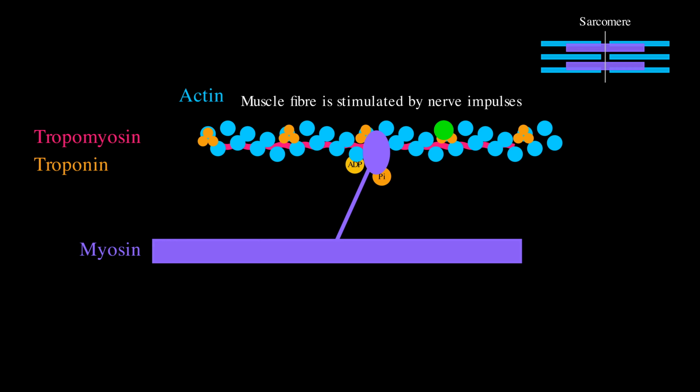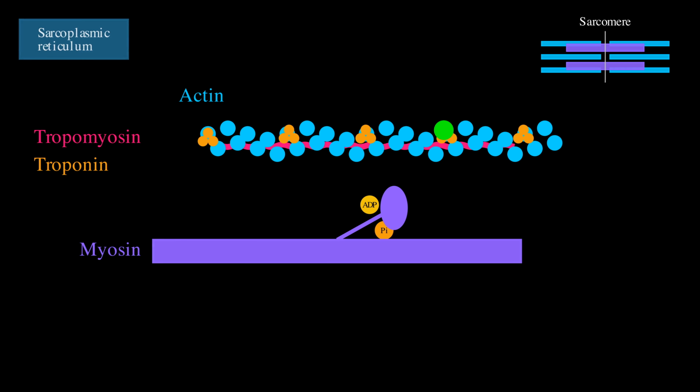Remember back to the neuromuscular junction. But the cycle stops when the muscle fibre is not stimulated anymore, and the calcium ions return back to the sarcoplasmic reticulum via active transport, which needs ATP.